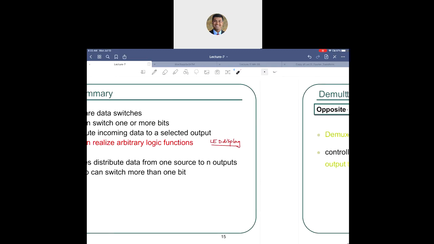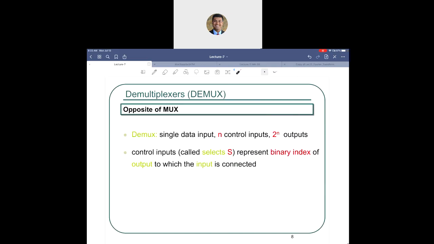All right, so let's see this demultiplexer, which is the opposite of a mux. You have a single data input. Earlier, you had a single data output. Now you have a single data input with n control inputs or n select lines. And in this case, you have 2 raised to n outputs. Earlier, we had 2 raised to n inputs. The control input, also called the select line S, represents the binary index of the output to which the input is connected. So let us try to sketch out a simple demultiplexer here.